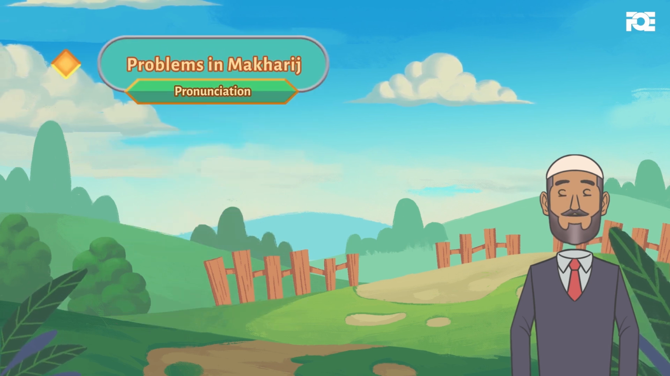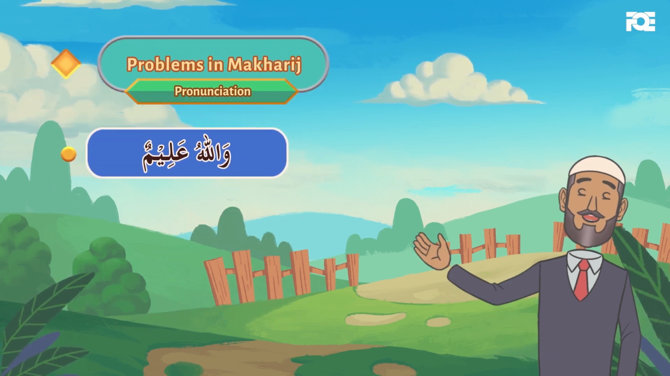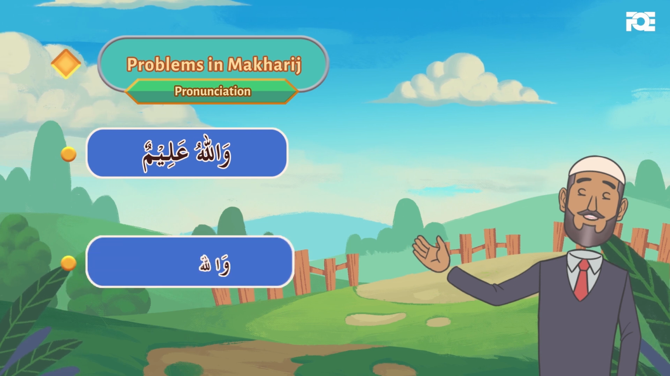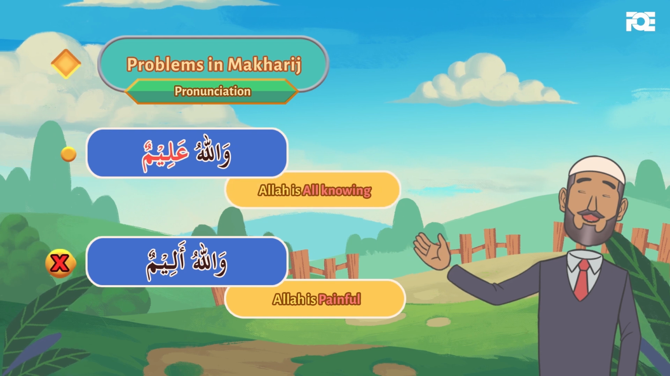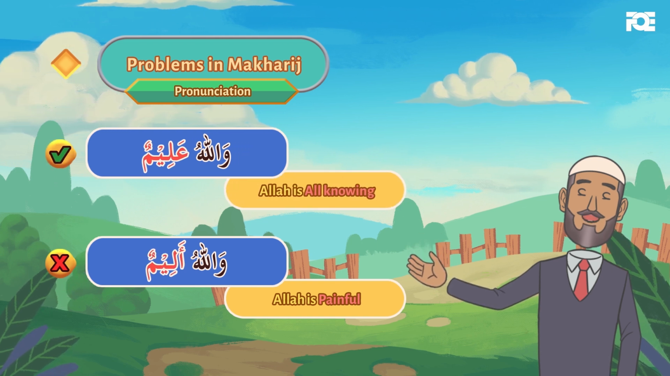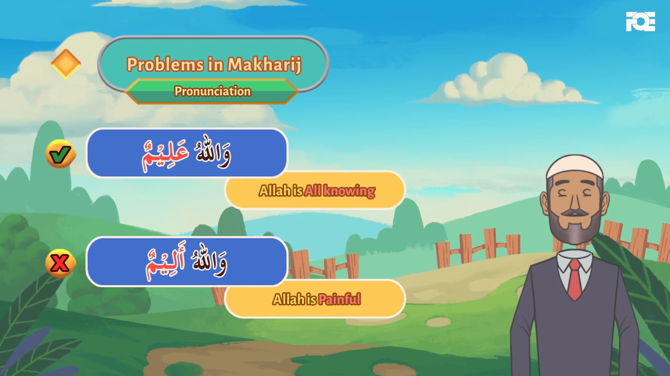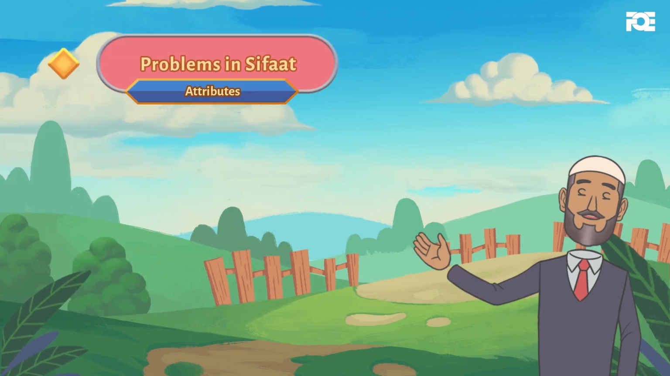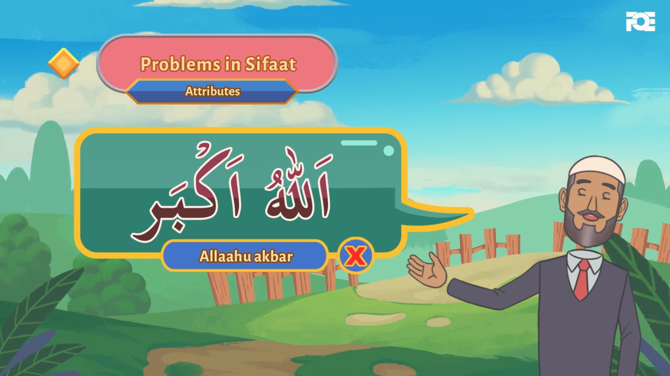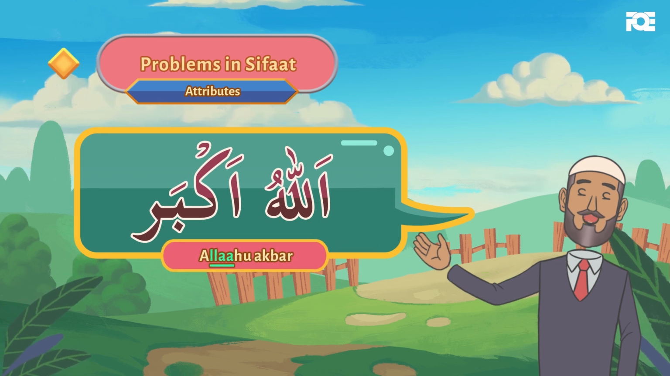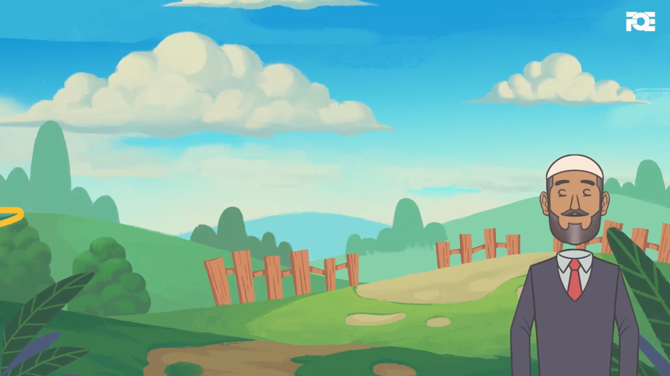Problems in Makharij. Wallahu alimun. If you recite very beautifully, but if you say Wallahu alimun, it means Allah is painful, because alim means all-knowing and alim means painful. Astaghfirullah. Problems in Sifat. For example, if somebody says Allahu Akbar, that is not right. It should be Allahu Akbar, the Arabic way.